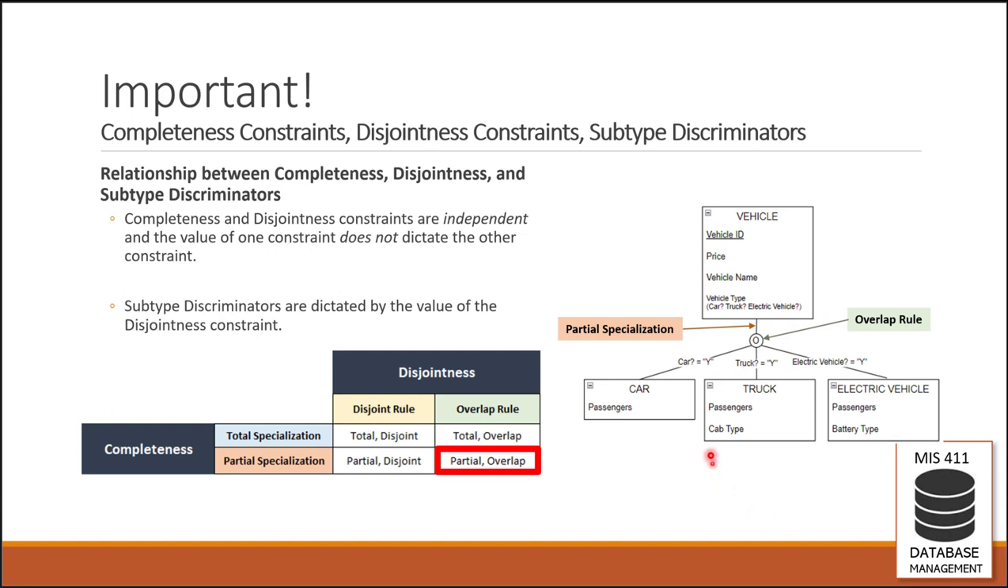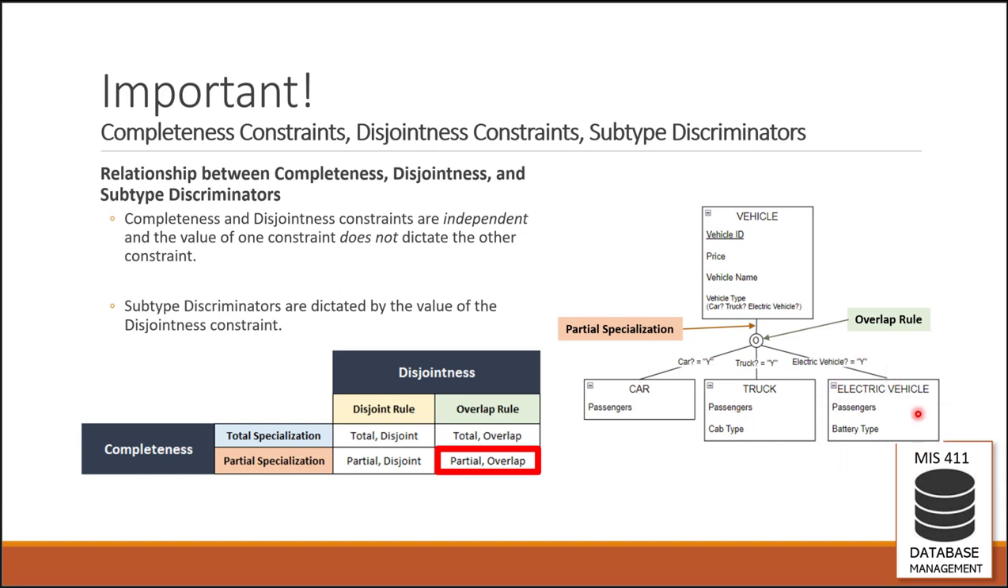Now with this combination, partial specialization and overlap, you could conceivably have something, for instance, like an electric bike, which would be both an electric vehicle and would also be a bicycle, so we don't see a subtype for bike. So the bike would actually be of a vehicle type. Because of partial specialization, we're allowed to code a bike as a vehicle type. It doesn't have to be a subtype. And because of overlap, it can be more than one thing. So we would have a bike as a vehicle type, and it would be an electric vehicle as the subtype.